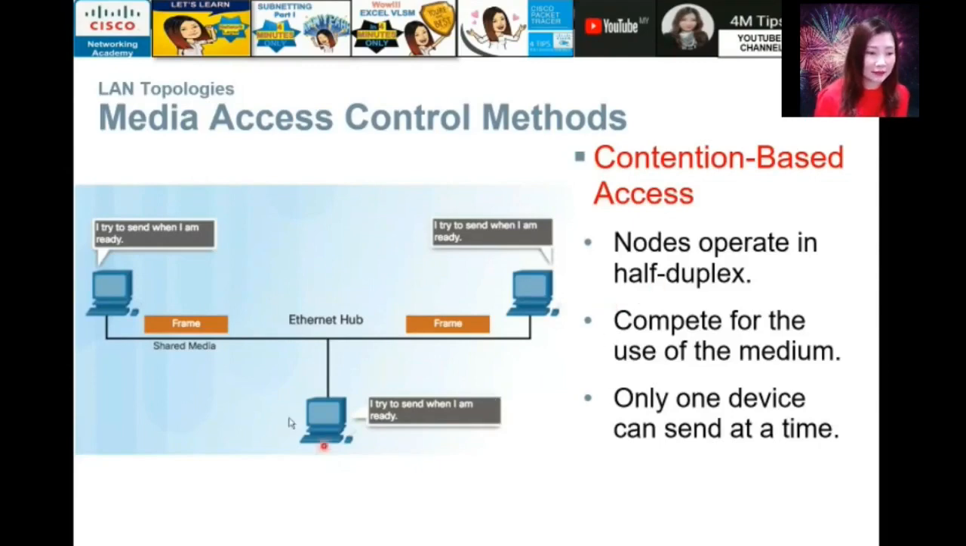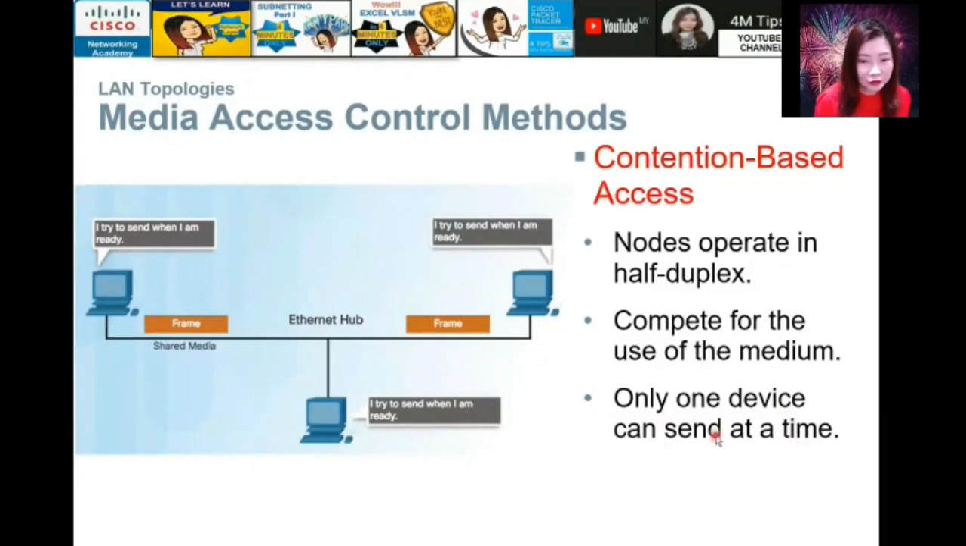That means when the sender wants to send a frame to this receiver, the receiver cannot send a frame simultaneously, cannot. You have to wait until this sender finishes sending the frame, then only when it is complete will the receiver send the frame to the sender. If anybody wants to send, it will only allow one device to send at a time. So that is the half duplex.